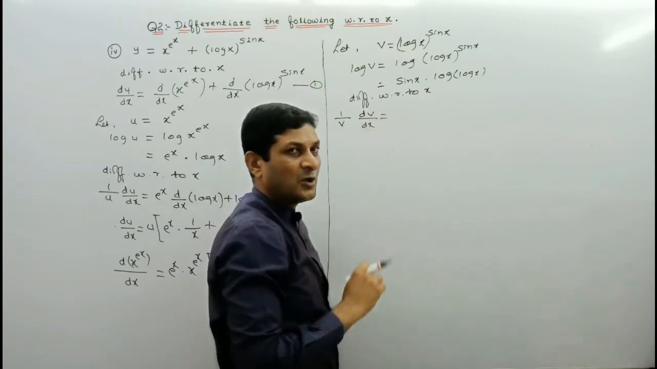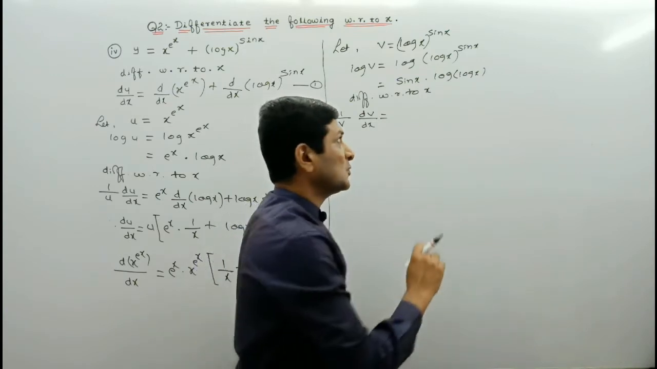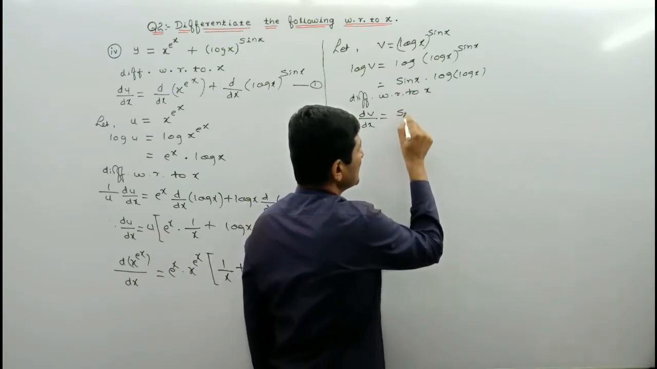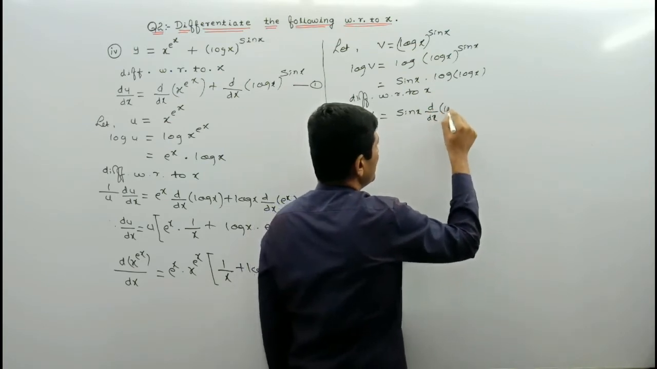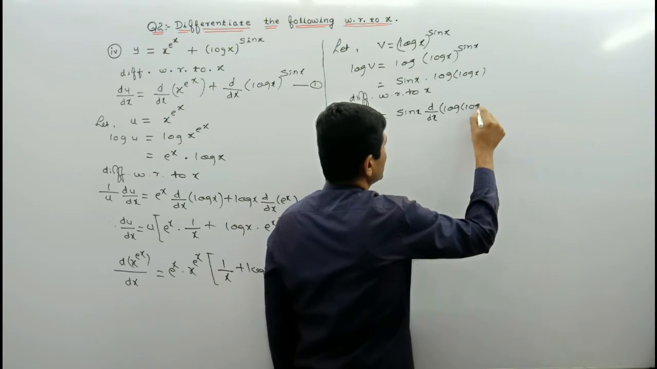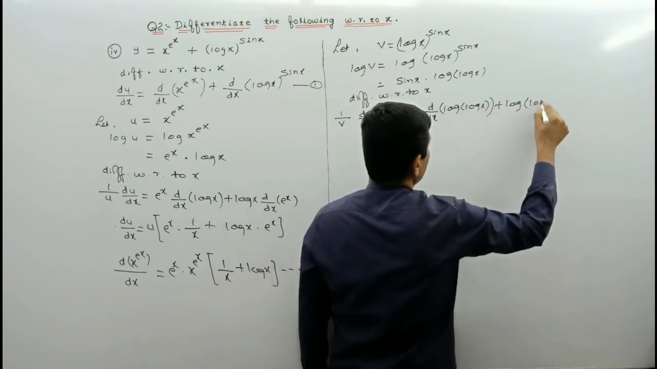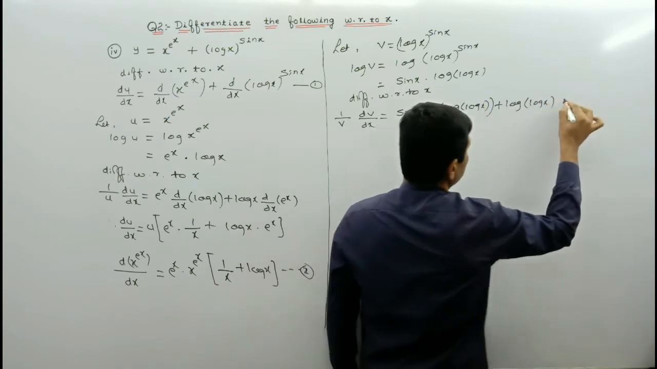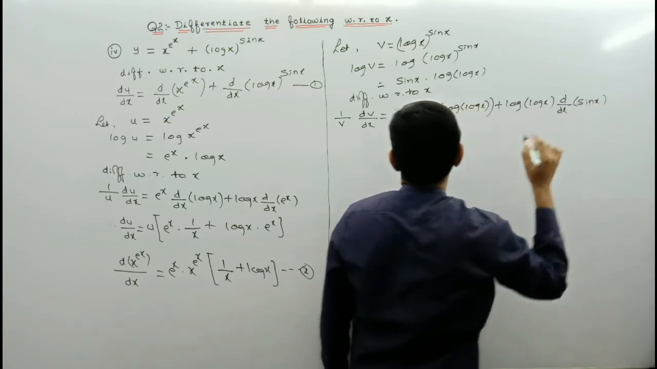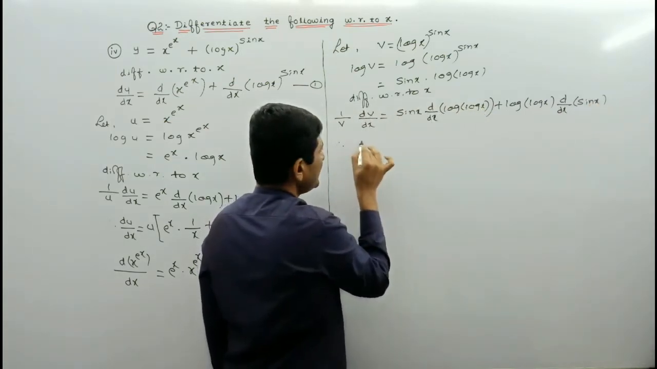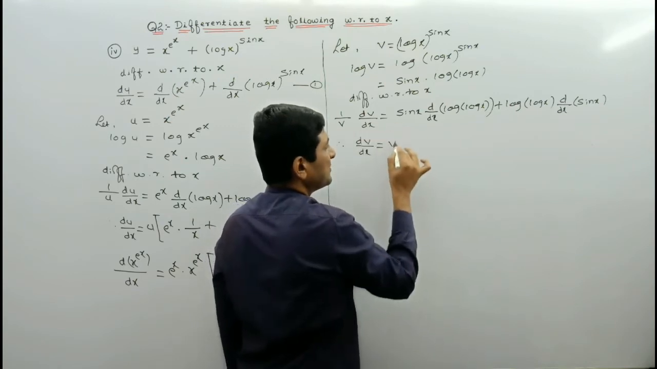On this side, a product of two functions is there. That's why the differentiation can be found by applying the product rule. According to the product rule, first term, means sin x, as it is, into derivative of second term, means derivative of log x. Plus second term as it is, means log of log x as it is, into derivative of first term. Derivative of first term means derivative of what? Sin x. So therefore dv upon dx will be equal to v, which gets multiplied on this side.